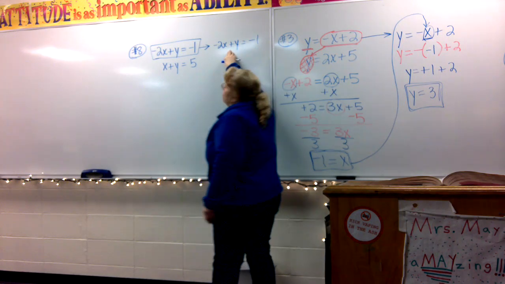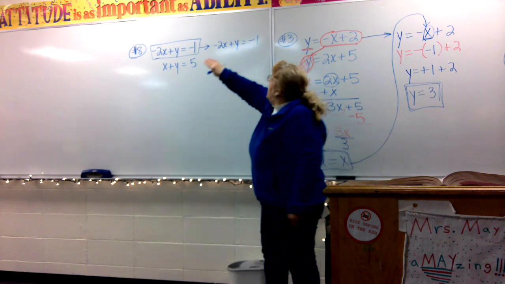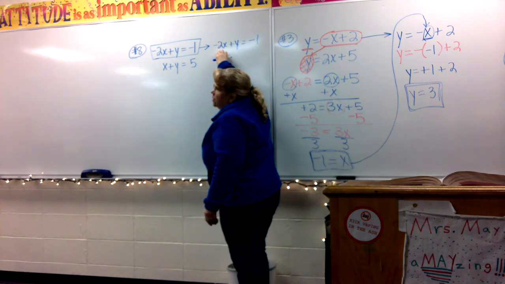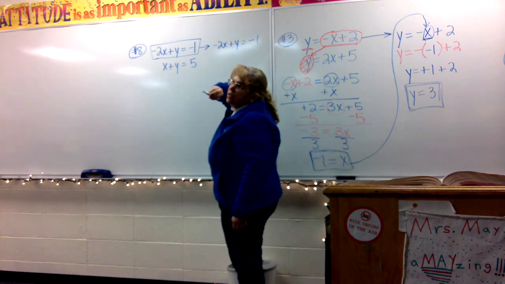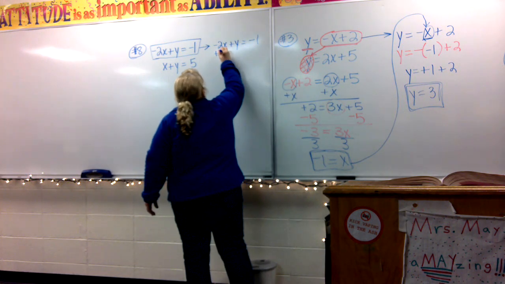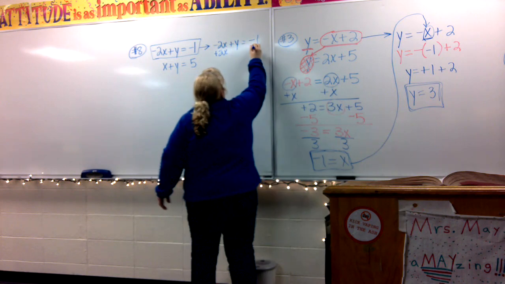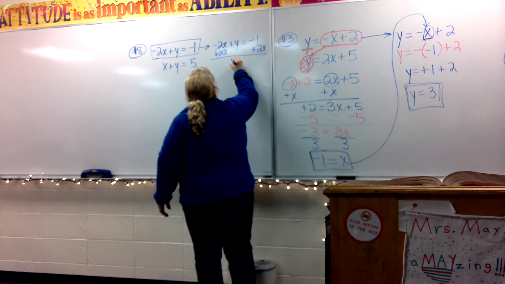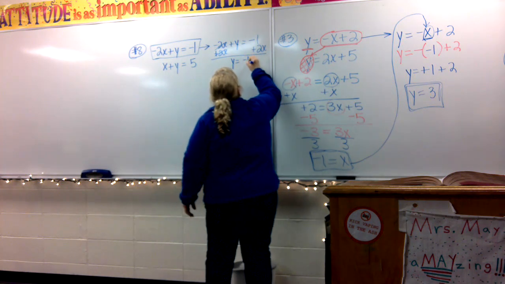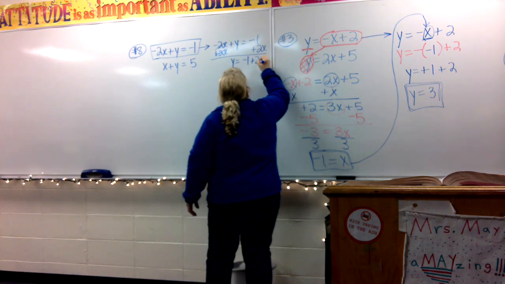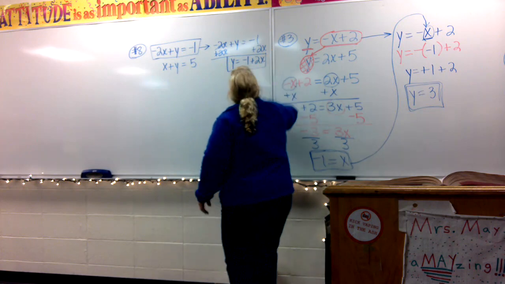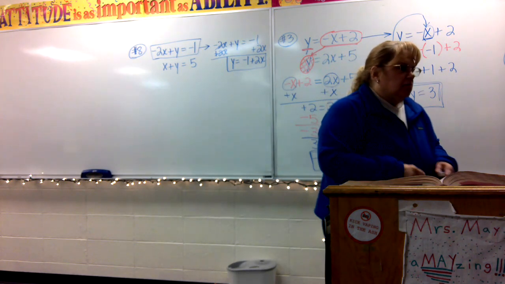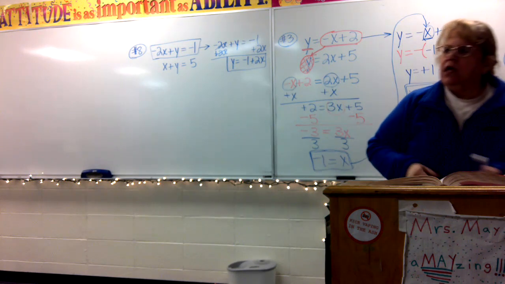I want to get y equals. How can I get y equals with this one? What did you say? Did you say add 2x? Because it's minus, so you want to add 2x to get rid of it. So what do you get then? Y is negative 1 plus 2x.